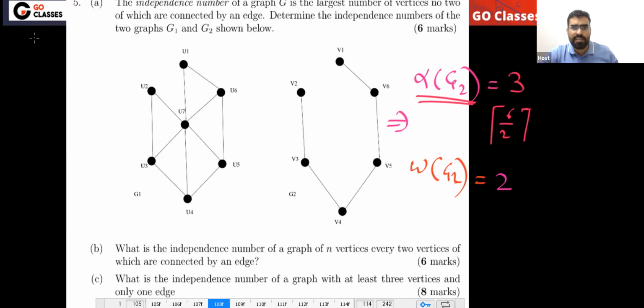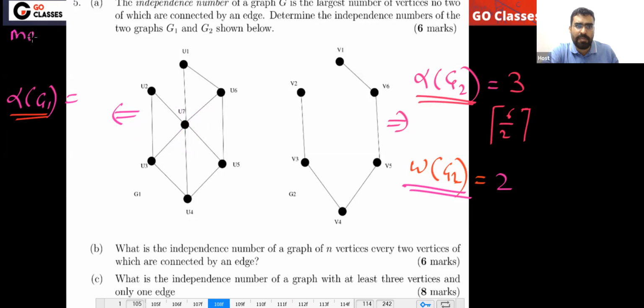The maximum clique is your K2. What about G1? What is the alpha of G1? If I take this vertex, can I take anything else? If I take this vertex, I cannot take anything else. So you cannot put this vertex in the maximum independent set. If you want to create the maximum independent set, you cannot take this, so this is out of the picture.